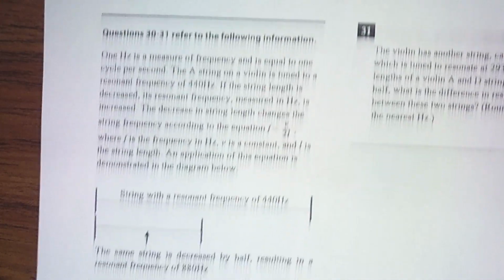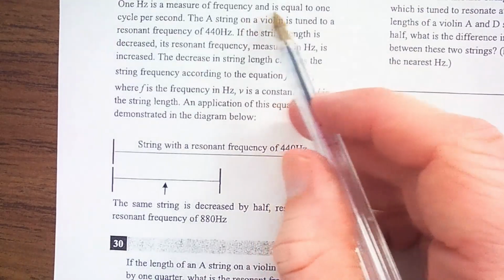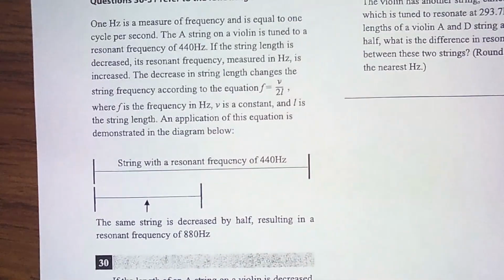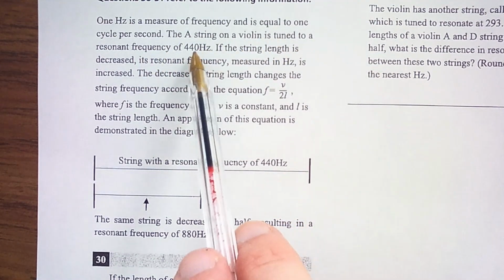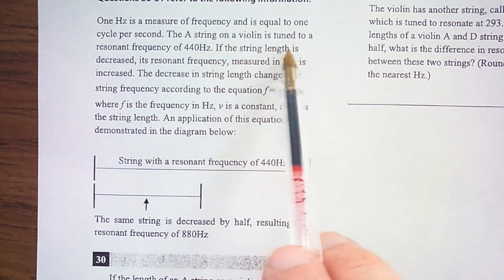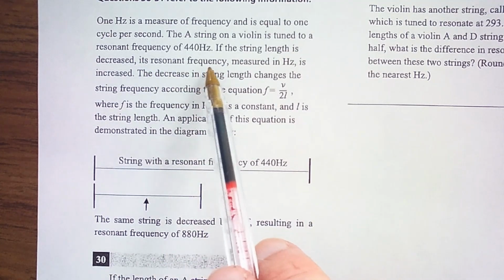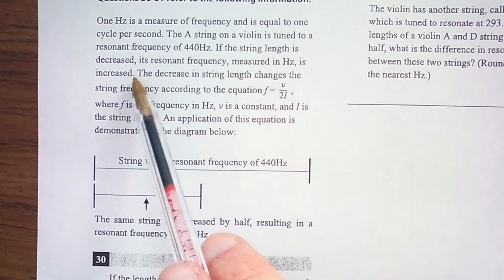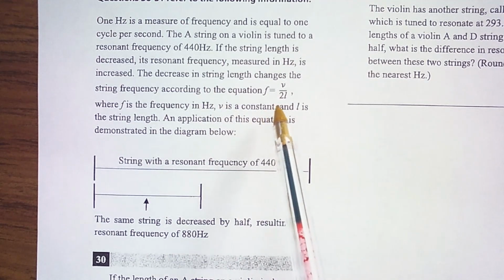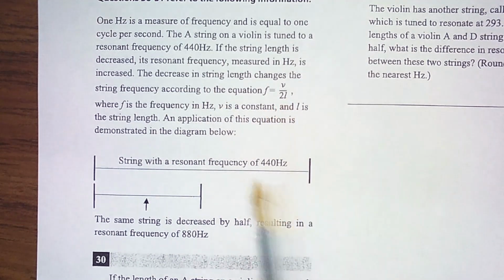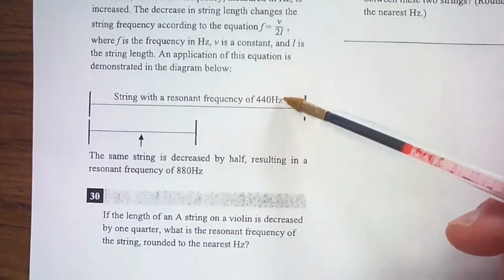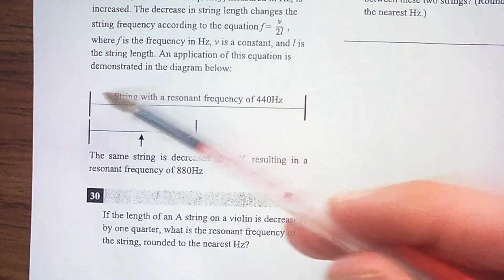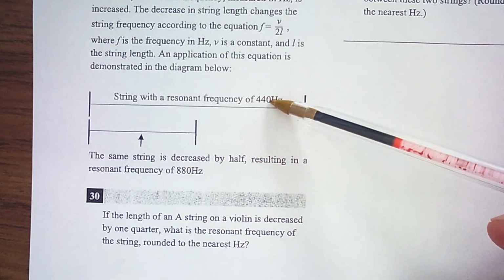Okay, and on our last page here, 1 hertz is a measure of frequency and is equal to 1 cycle per second. The A string on a violin is tuned to a frequency of 440 hertz. If the string length is decreased, its frequency in hertz is increased. The decrease in string length changes the frequency according to this equation, where F is the frequency in hertz, V is a constant, L is the string length, and there's an application below.